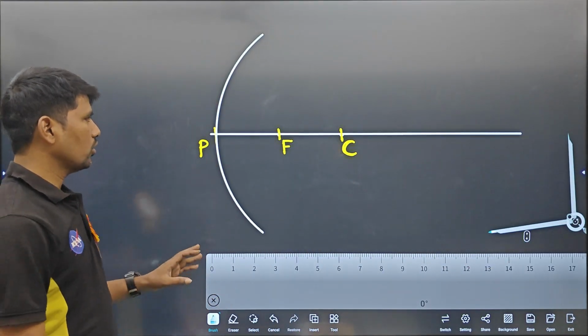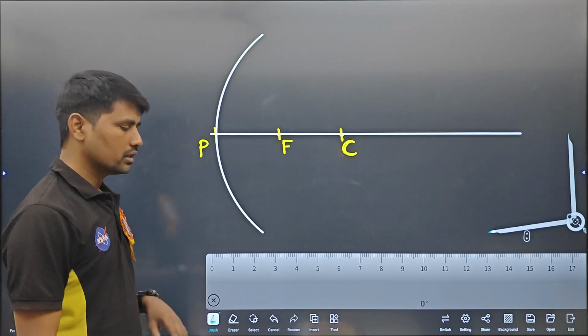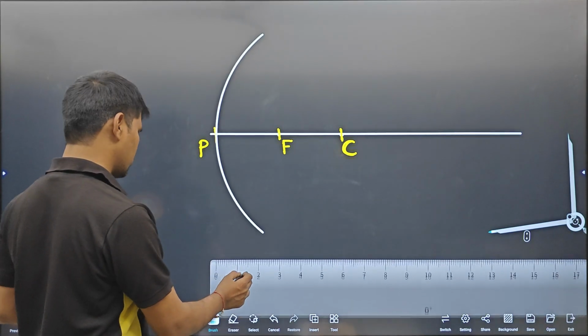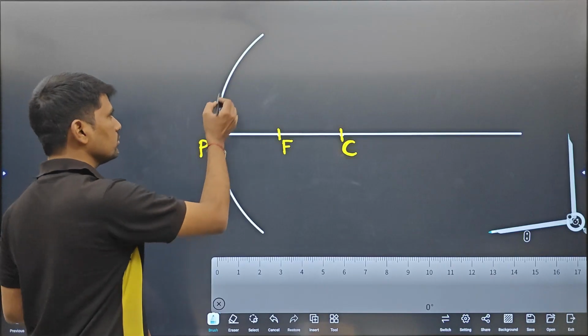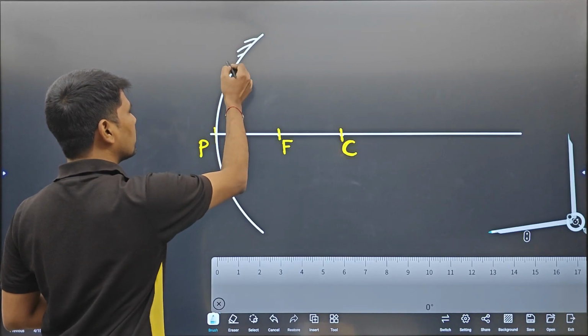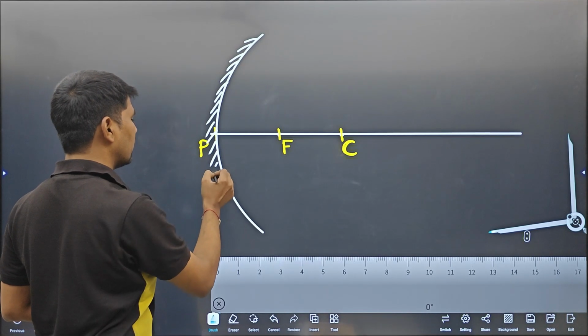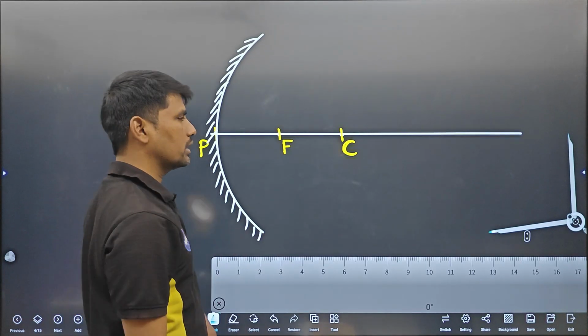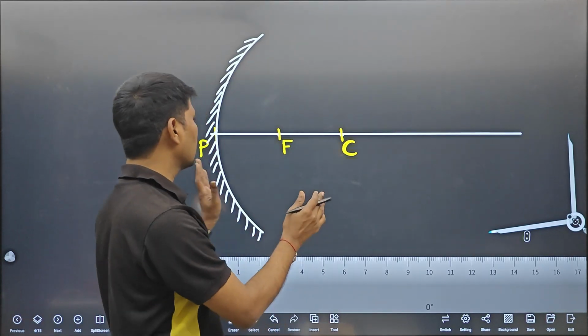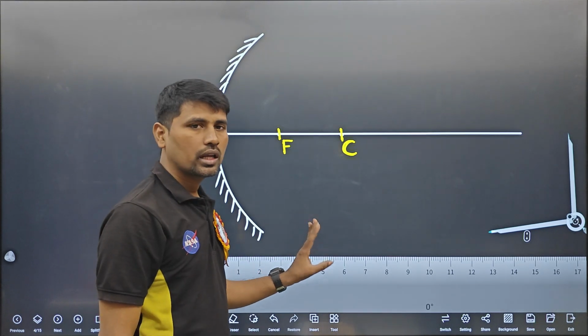Okay, so concave mirror, we have taken the curvature. Then after that, what do we have to do here? This is the concave mirror. Look at how I am shading it like this; you also mark it. So this is how to construct the concave mirror.